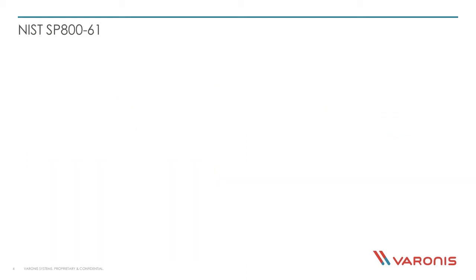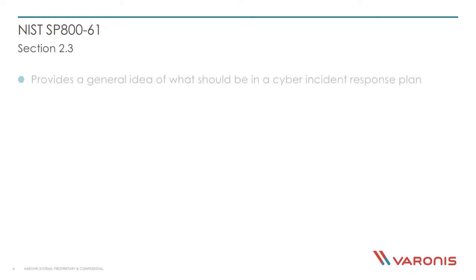So to get this module started, I want to introduce you to an industry standard called NIST SP 800-61. In the previous module, I already mentioned it, but here I want to focus on section 2.3. This section provides a general idea of what should be in an incident response plan. All the major companies adopt these standards as a base for their process and plans.